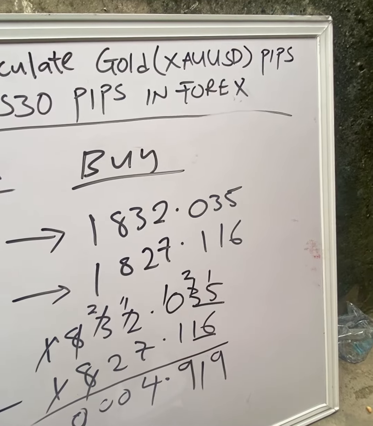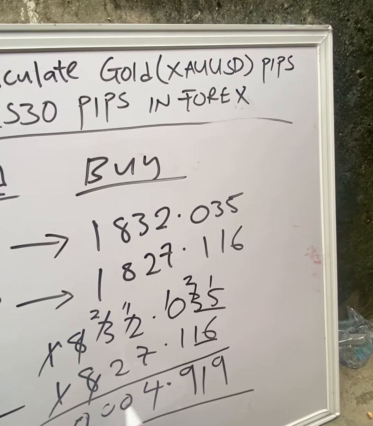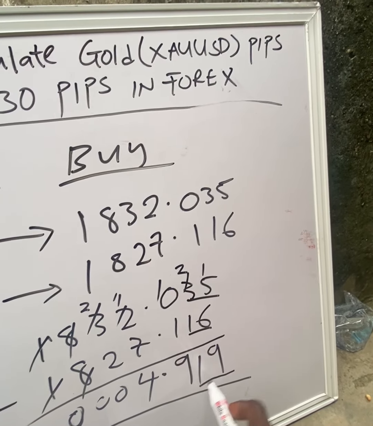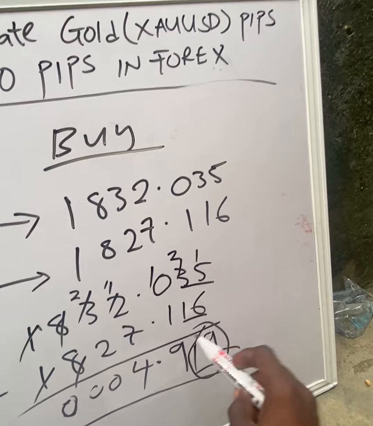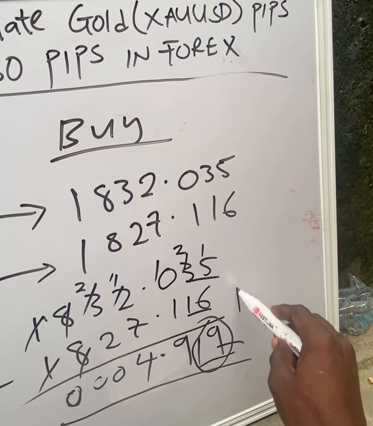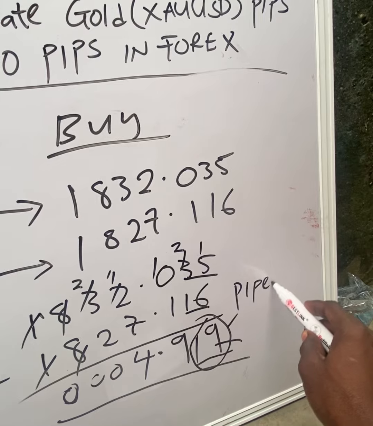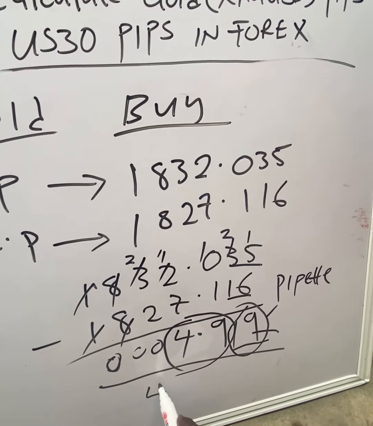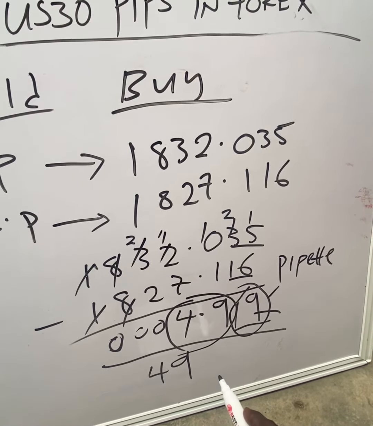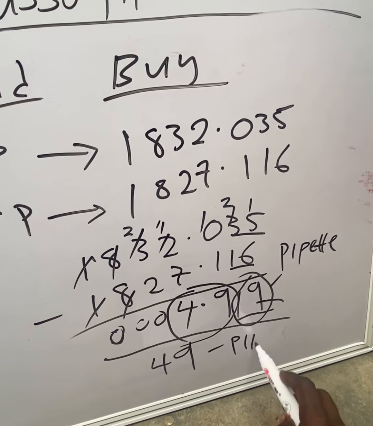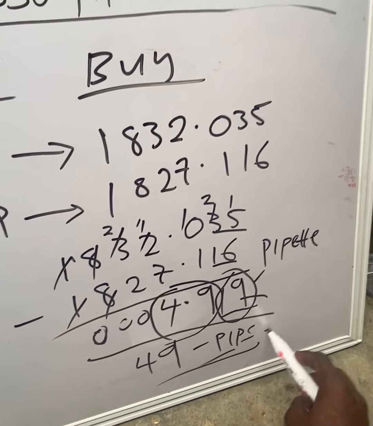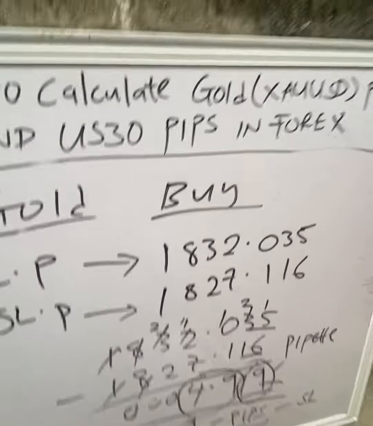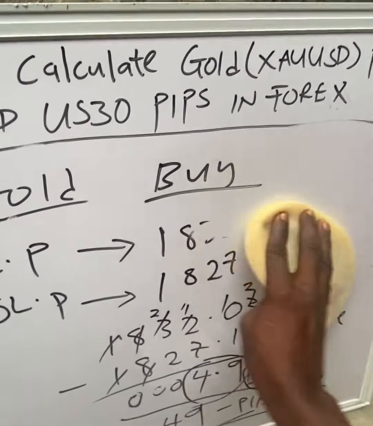So what we have left is 0.04.419, which means these two, these particular two are pipettes. We only have our pips as this, which is 49, which was 9 pips. That's the stop loss we are risking in this trade. Understand that?